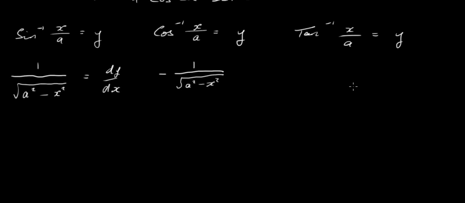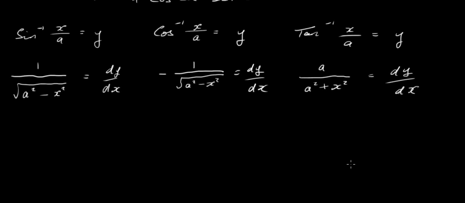Now what about tan then? Well, again this is dy dx here, by the way. So tan then is going to be a over a squared plus x squared, and that's our dy dx. So there are 3 rules, so let's just have a look at 1 or 2 of those. So let's take sine inverse first. Let's take that one.